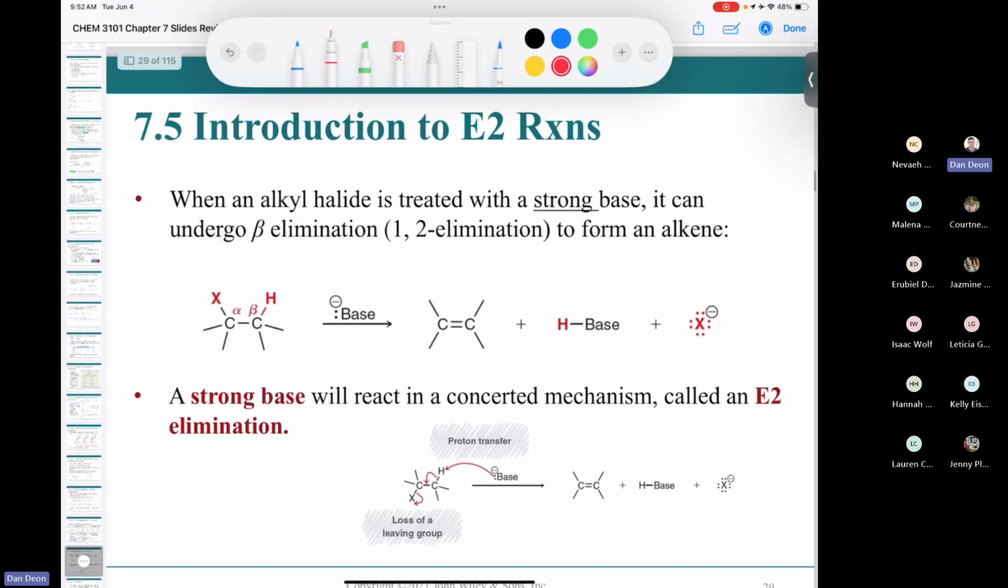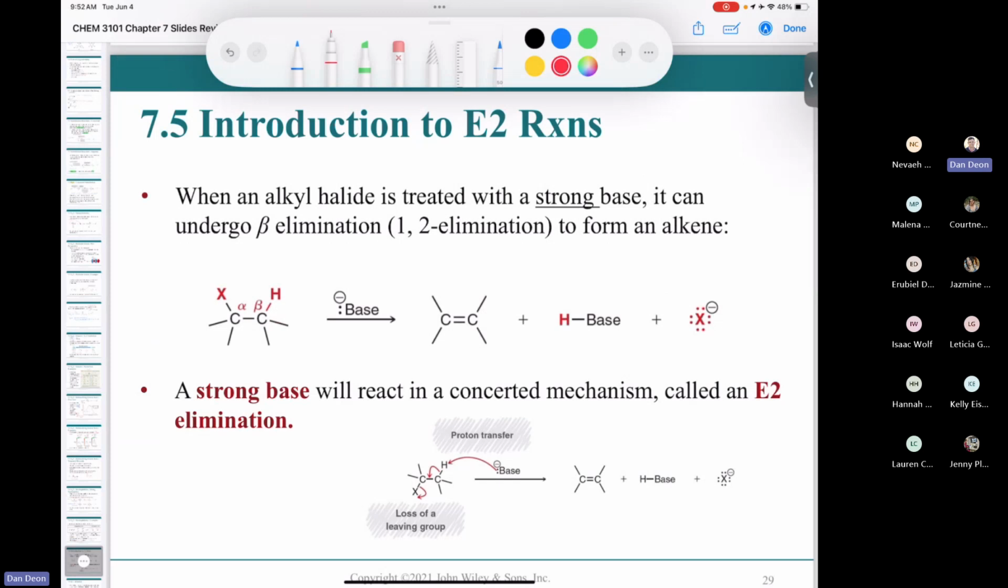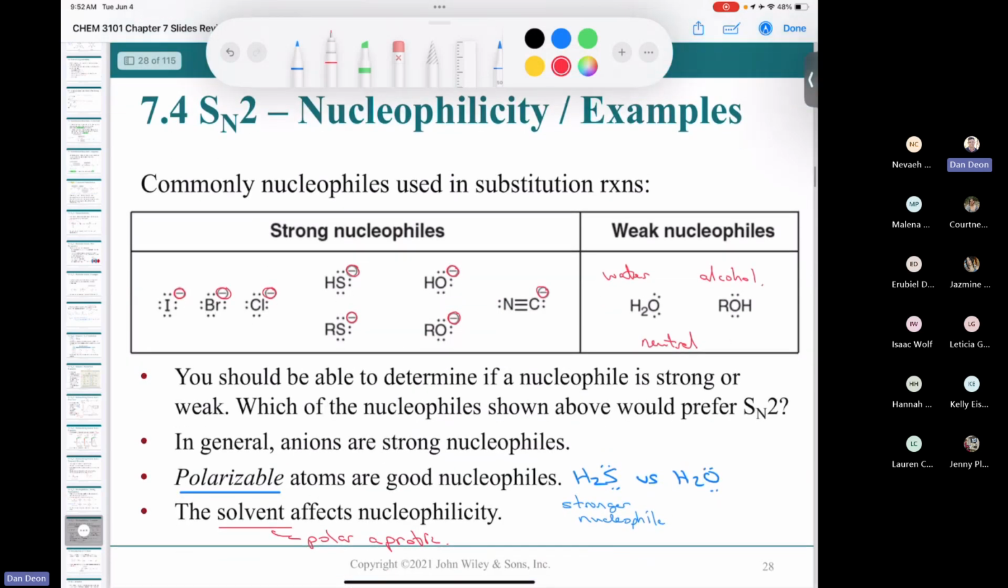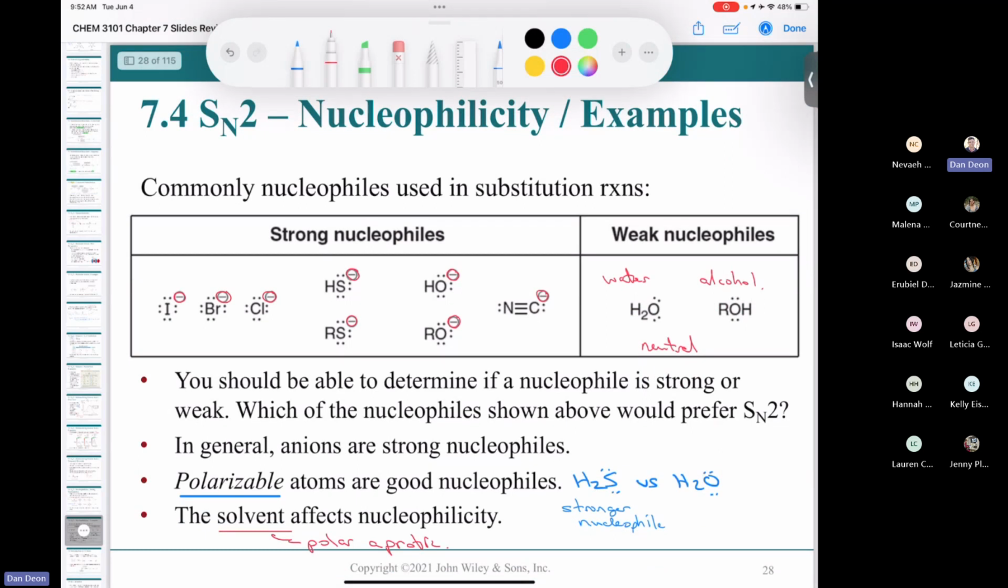All right, so that brings us to the E2 reaction. We've covered SN2, so what was our conclusion? SN2s work best with a methyl or a primary alkyl halide. They can work with a secondary. Tertiary doesn't even happen. And then we said if your nucleophile has a negative charge, that's a strong nucleophile, so that's going to work well. And water and alcohols are nucleophilic, but they're weak nucleophiles.